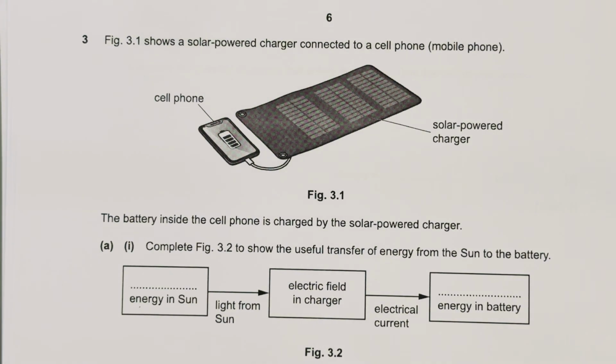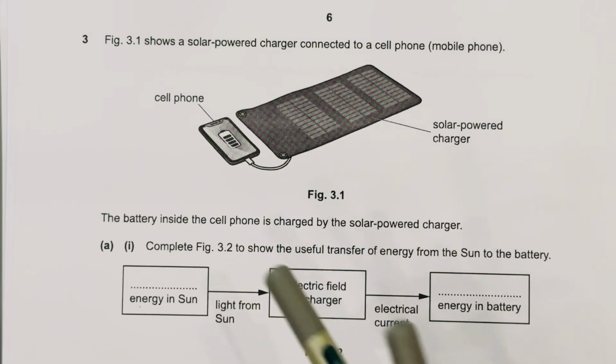Question number 3 is a very intelligent question from the examiner. It shows how it evaluates the current applications related to electricity. Figure 3.1 shows a solar powered charger connected to a cell phone or mobile phone. So this is solar, and the battery inside the cell phone is charged by a solar powered charger. Complete figure 3.2 to show the useful transfer of energy from the sun to the battery.